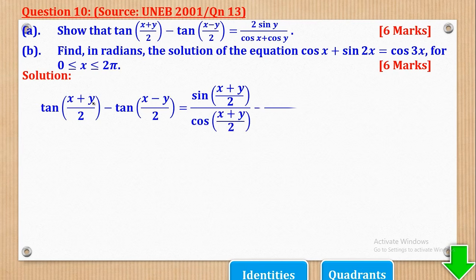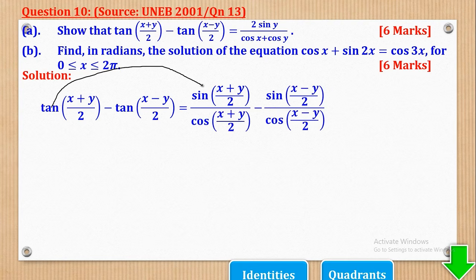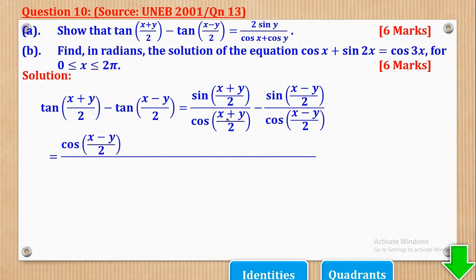So part A, we know that tan is the same as sine over cos. So this tan of x plus y over 2 is the same as sine of x plus y over 2 divided by cos of x plus y over 2. And this one is the same as sine of x minus y over 2 over cos of x minus y over 2. Then next we shall get the LCM to come up with that.